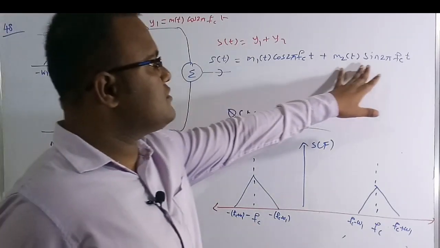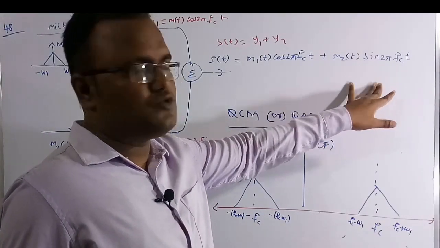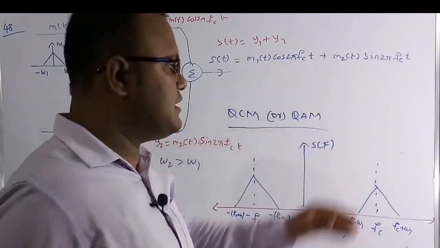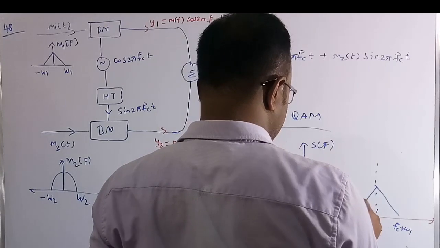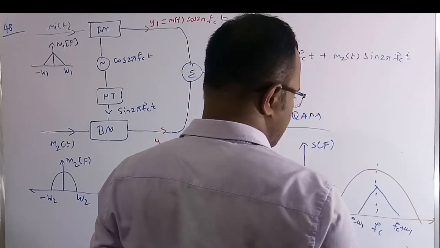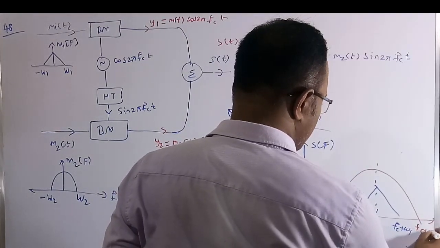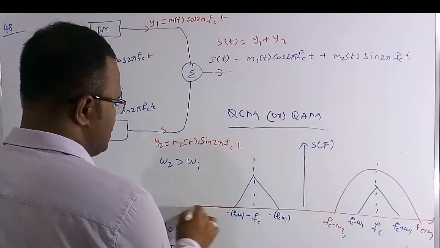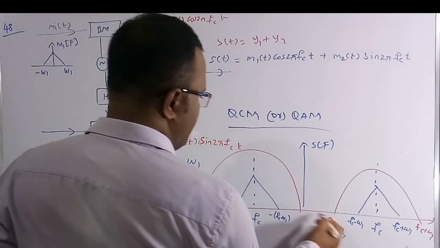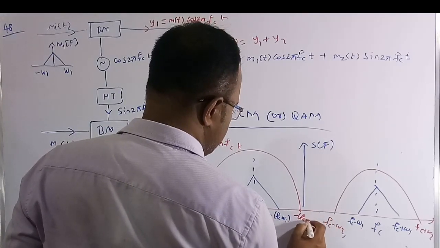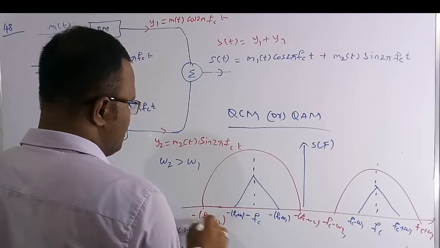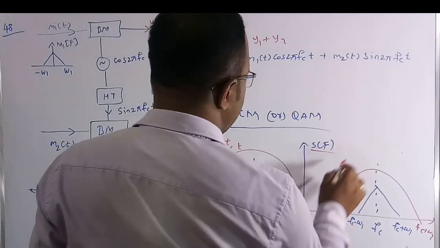Now for m2 into sin 2 pi fct, here also there is a mirror image. The Fourier transform is again like this. Because W2 is greater, we have fc plus W2 and fc minus W2. Here also the same thing, a mirror image: minus of fc minus W2 and minus of fc plus W2. Now we need to find what the bandwidth of this S of f is.